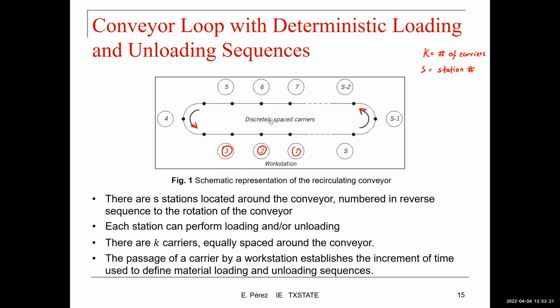So if we fix, let's say we are going to focus on station 1, this carrier will move through this fixed path, and at some point it's going to meet this station 1 again. So we're going to use the time it takes that carrier to move around until it reaches this point again to compute the increment of time. And you'll see how that works in a minute. But for now, the parameters that we have defined are K, the number of carriers, and S, the station number.